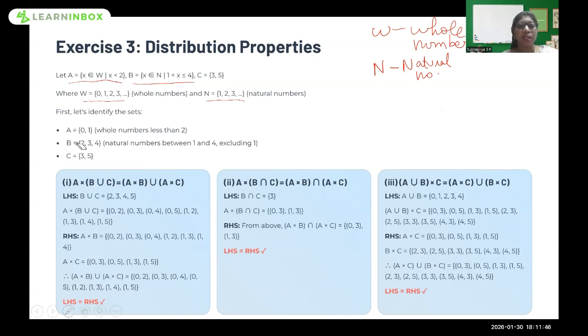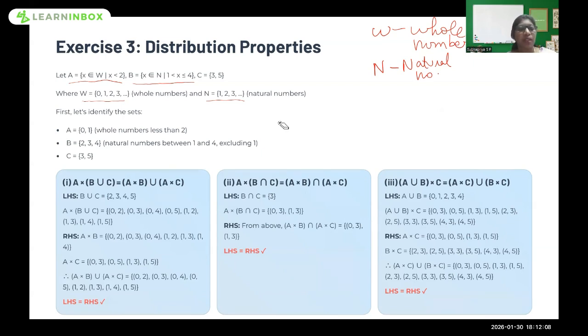Then for B, it is less than or equal to 4. So, of course, for your natural number, they didn't give you 1 less than or equal to. They just gave you 1 less than. So, it will be 2, 3, and 4 alone. Then for C, they have already given it is 3, comma 5.